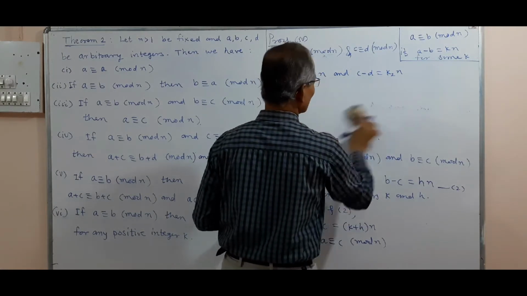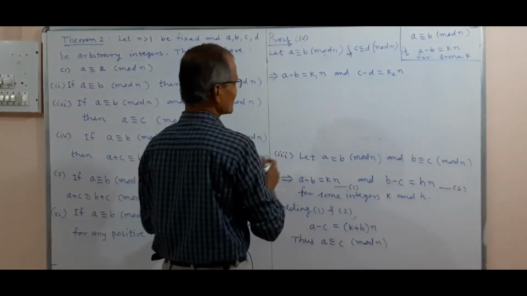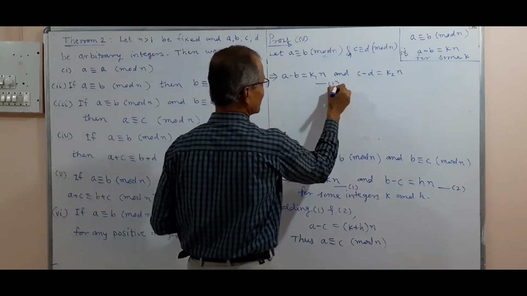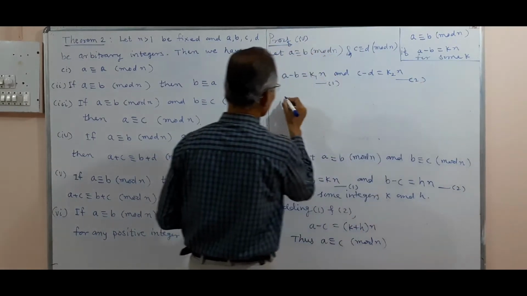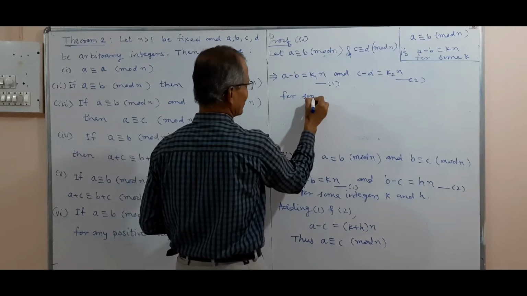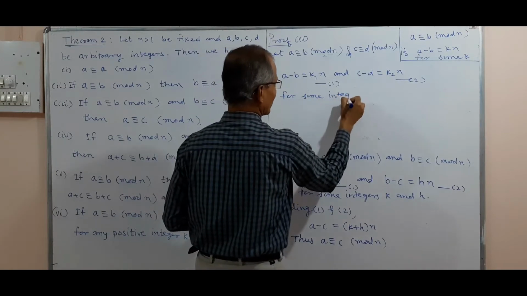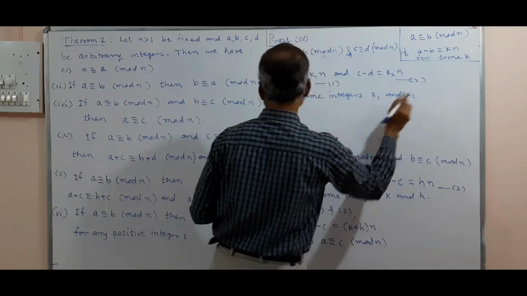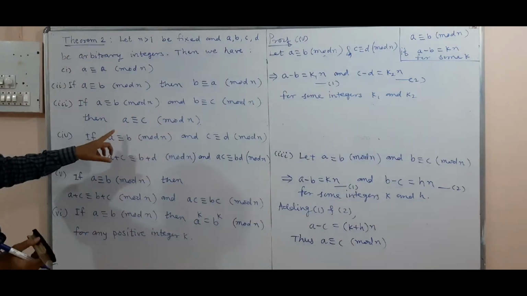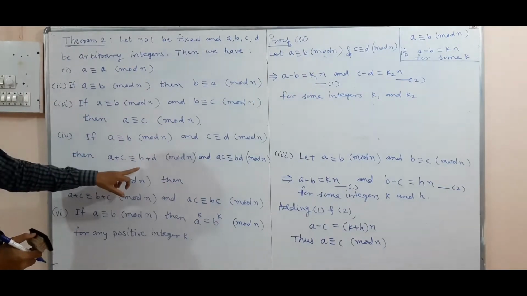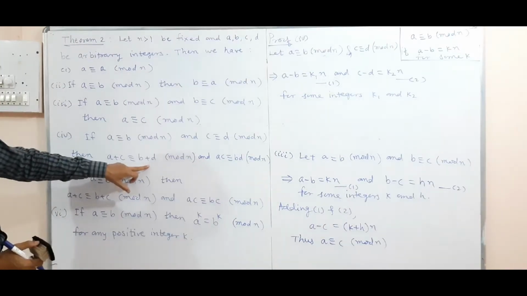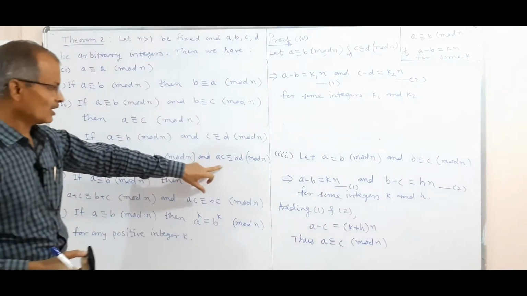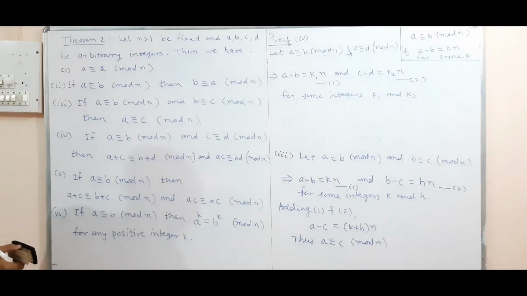Finally, what we have to prove is, for some integers k1 and k2, now next is, we want these congruences from the fourth property. A plus C is congruent to B plus D, we have to prove this, and also AC congruent to BD, that we have to prove.